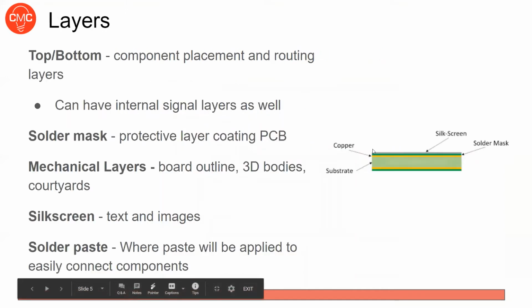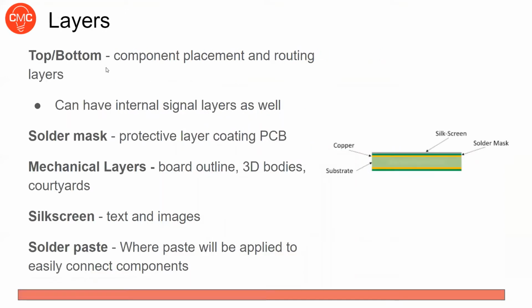Okay, so now we're going to talk about layers a little more. The top and the bottom layers are component placement and routing layers. You can also have internal signal layers. So if you want a 4-layer board or a 6-layer board or a 16-layer board, you'll have internal layers. But for now, we'll be working with 2-layer boards that just have a top and bottom. Maybe for a final project, if you're doing something kind of intense, you might need internal ground and power layers. But for now, let's just talk about 2-layer boards, top and bottom.